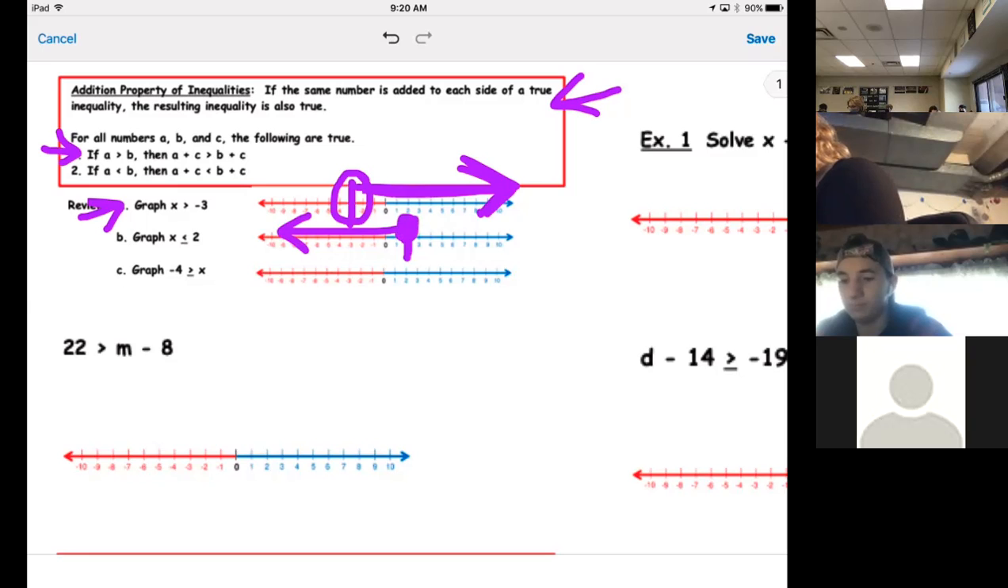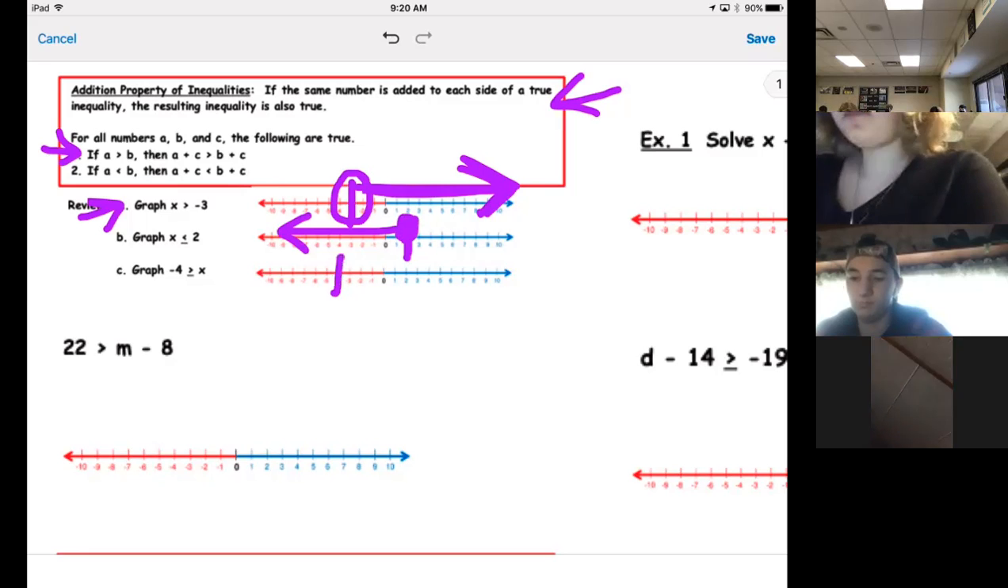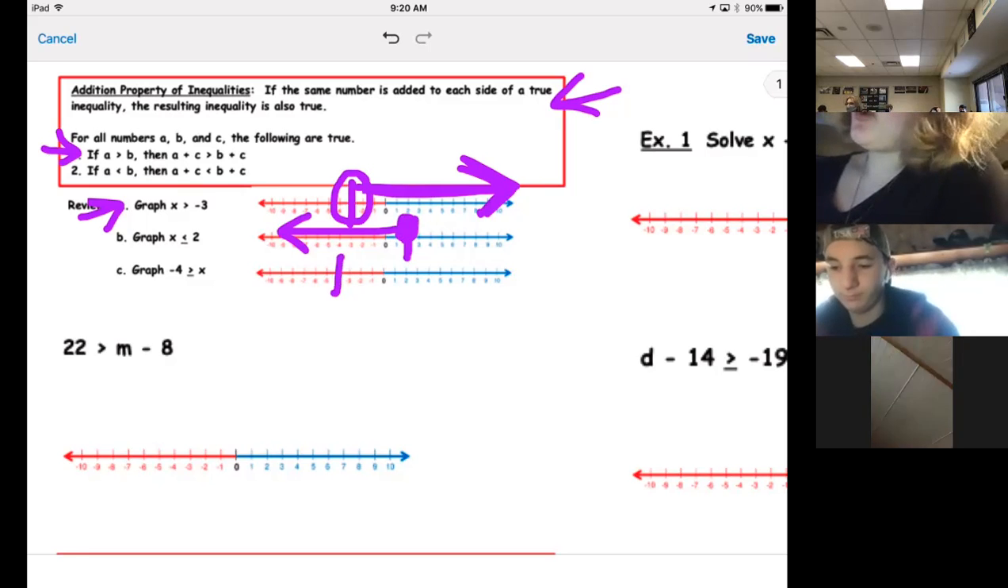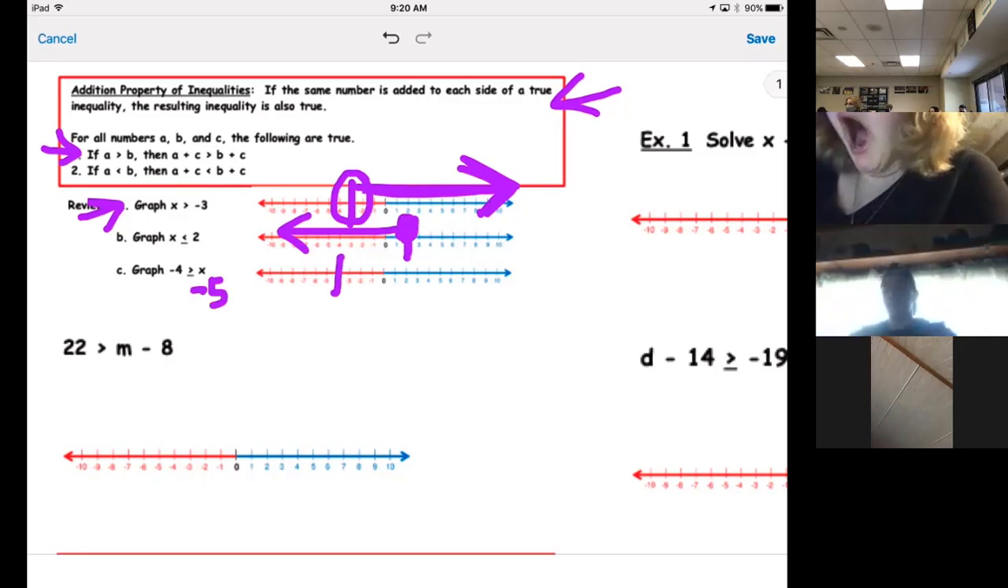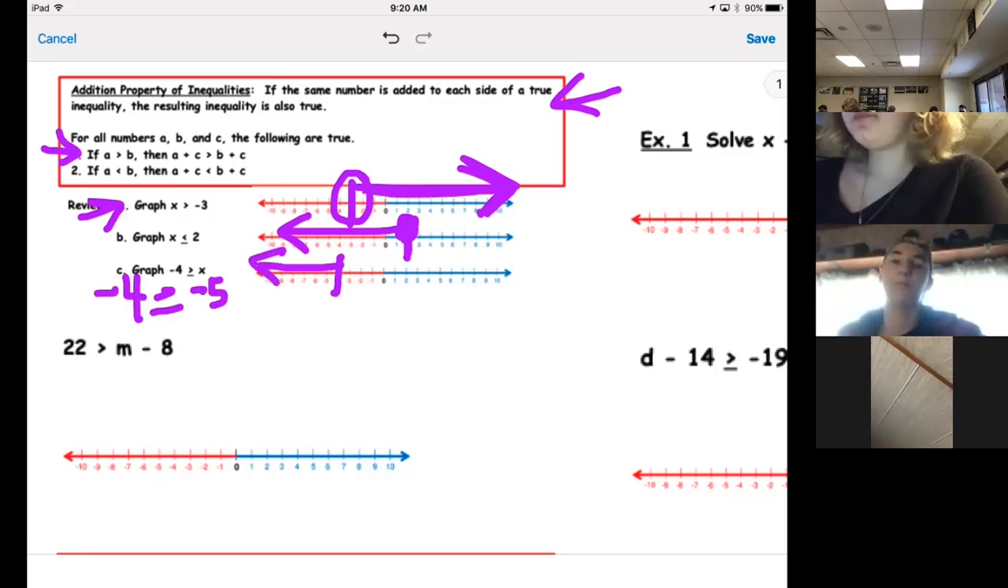All right, so the last one has them in a different order. It has -4 is greater than or equal to x. We're going to still treat it the same way. So -4 is our cutoff. Now I need to determine if I'm going to go left towards -5 or right towards -3. So if I put -5 in here, is -4 greater than or equal to -5? Yeah, so I need to go towards -5. And then I have to ask myself, is -4 greater than or equal to -4?